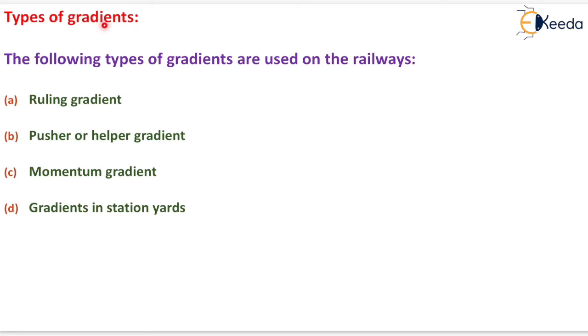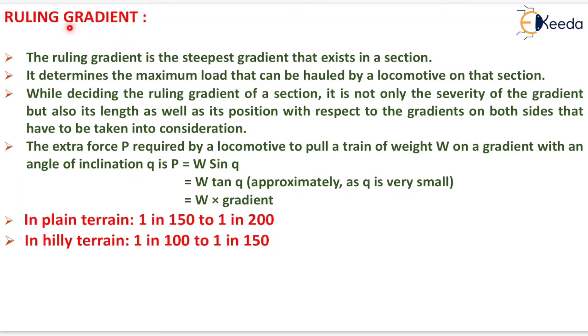Now the types of gradients. The following types of gradients are used on the railways. The first one is ruling gradient. Another one is pusher or helper gradient. The next one is momentum gradient, and the last one is gradient in station yards. Now we will start with the ruling gradient.